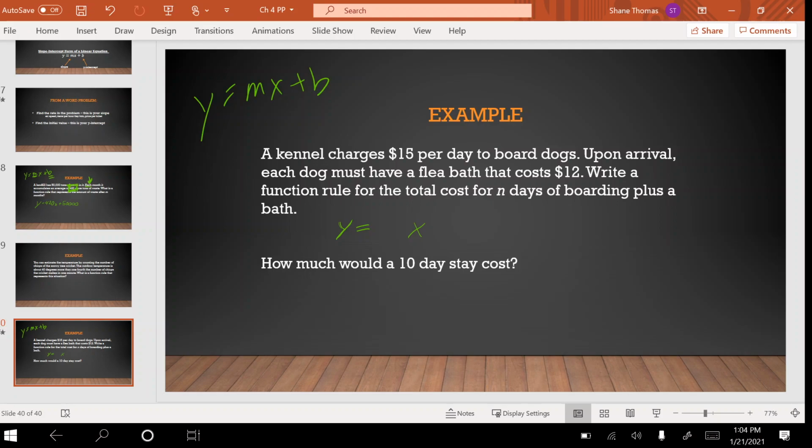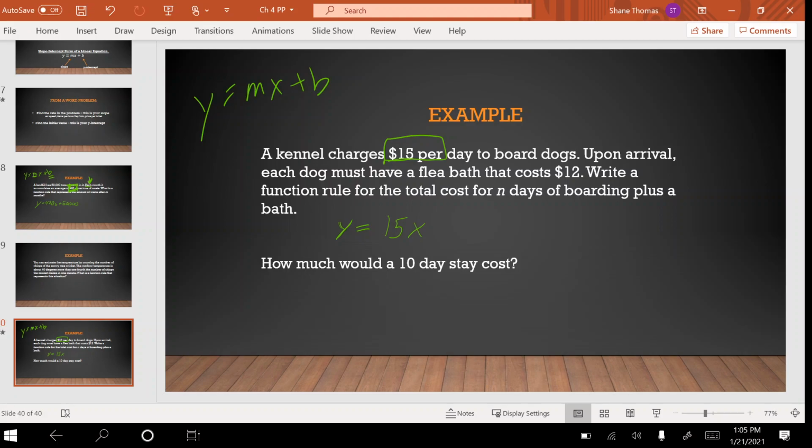Which was our slope again? Why is it $15? It is the per. That's right. It is the per. All right. So right here, 15 per all day. Okay, that's my slope. Bingo.